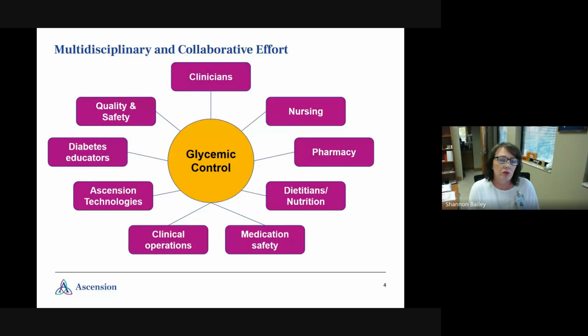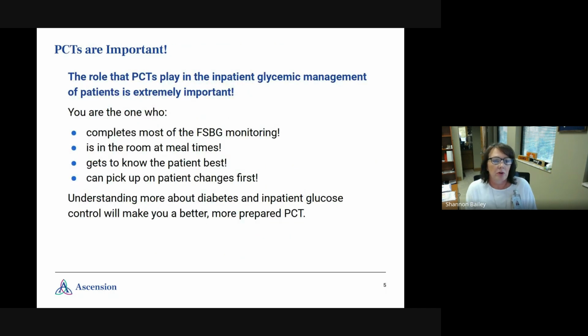Inpatient glycemic control really is a multidisciplinary collaborative effort. It takes providers, nurses, patient care techs, pharmacy, dietitians, all of us working together in order to manage glycemic control for patients. Diabetes is very complex with a lot of moving parts, and it just takes us all hands on deck. So today we're going to talk about why your role as a patient care tech is extremely important.